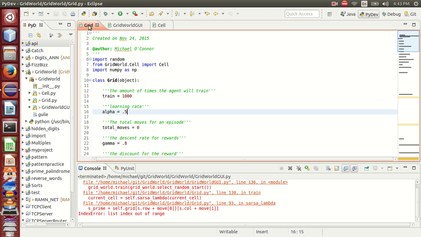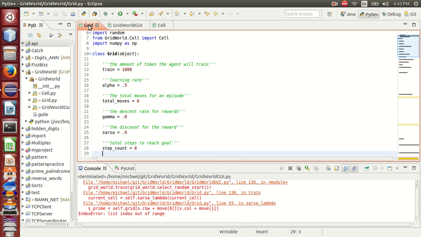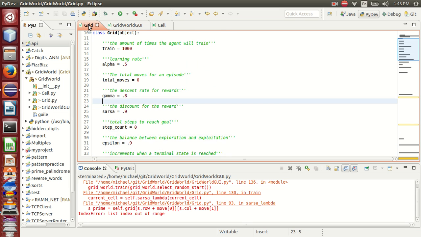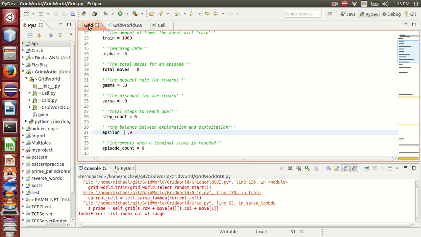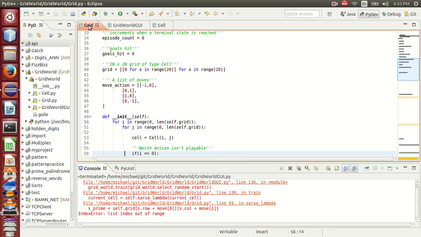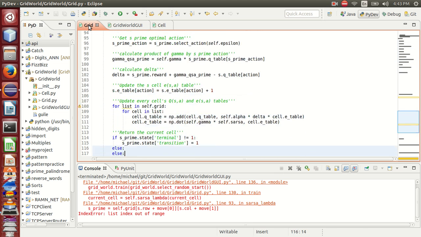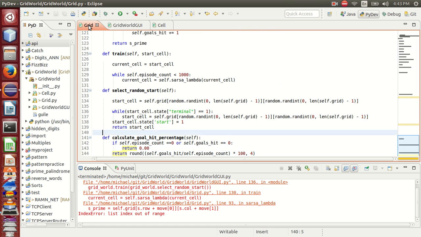Before I start the GUI, I just want to go over some of the code. I have alpha set to 0.5. I have gamma set to 0.8. This should actually be lambda, but it's set to 0.9. I have epsilon also set to 0.9. This will decay after each episode in which the agent reaches the terminal state, and I have that decaying by a rate of 0.001. And I believe that's it that I want to talk about.